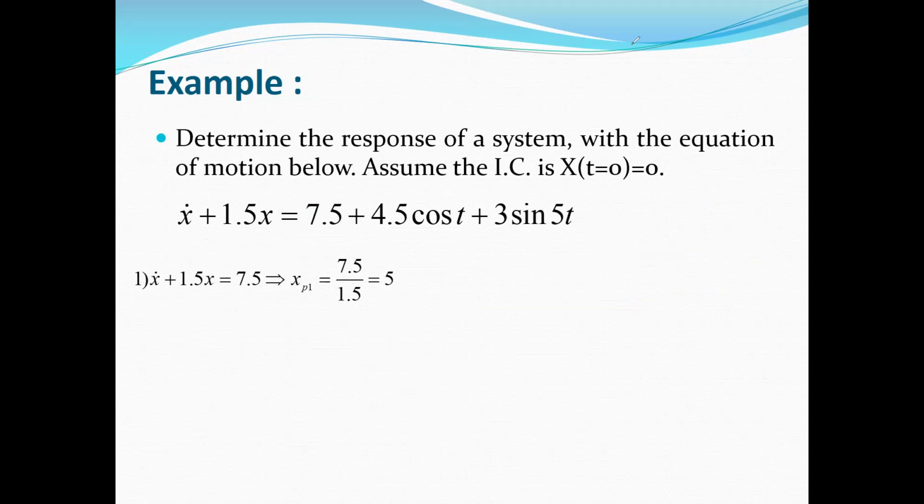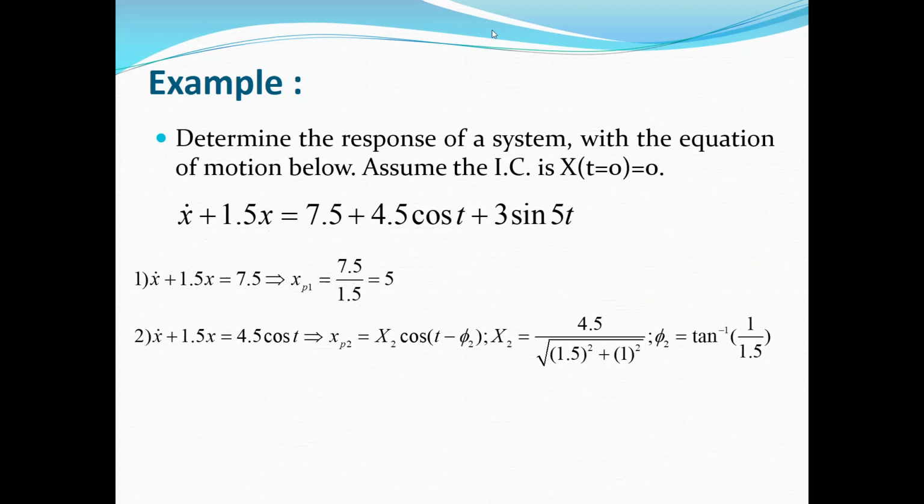Now we need to obtain the particular response for the second non-homogeneous term, which is a harmonic with frequency 1. So for this equation, we assume that xp2 is equal to, in the general form, uppercase X2 cosine (t minus phi2), where phi2 is the phase angle and X2 is the amplitude. And then we can find X2 and phi2 by substituting into the main equation, or you can use the formula that we had for this response.